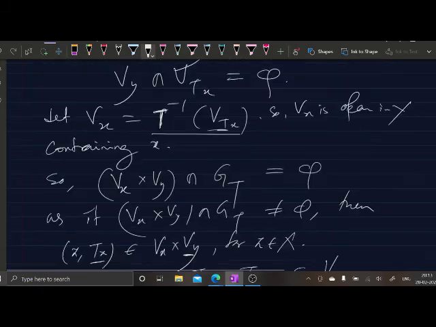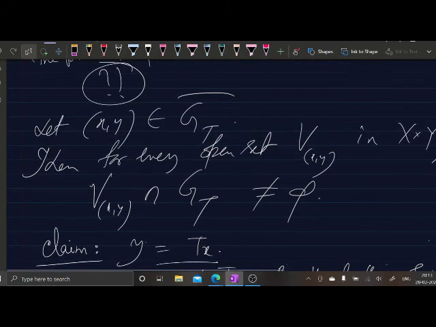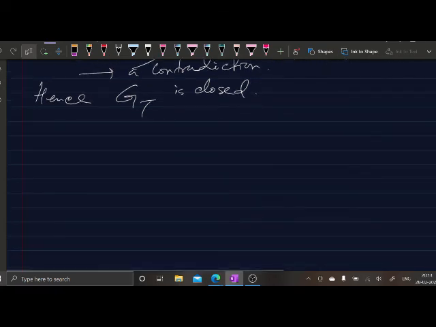So this contradiction proves this claim, and after that you can show that x, Tx belongs to GT, so therefore GT bar equal to GT, so GT is closed. So GT is a closed set. Therefore, if you take two topological spaces where the codomain space is T2, then if you take any continuous map, then its graph is closed. So in general, you can prove this result.